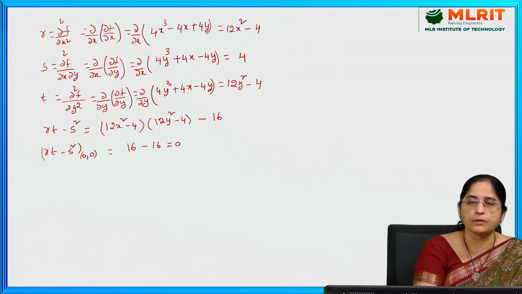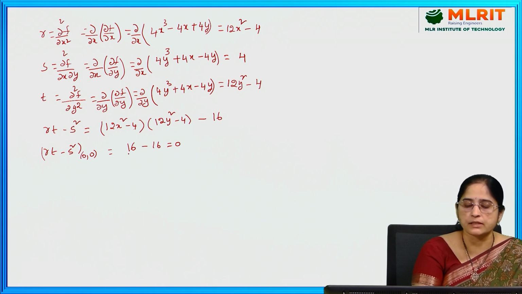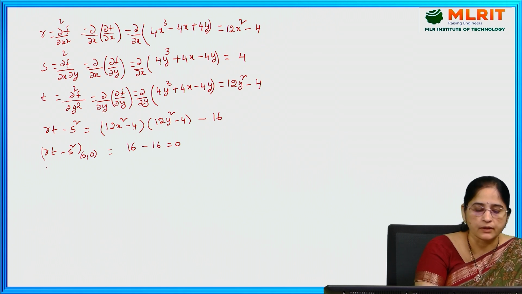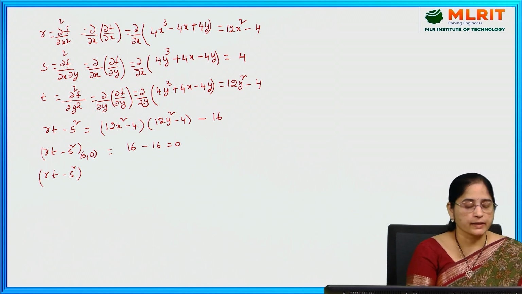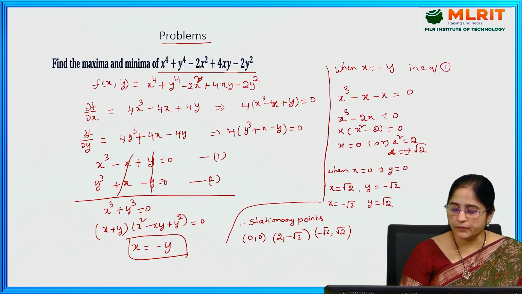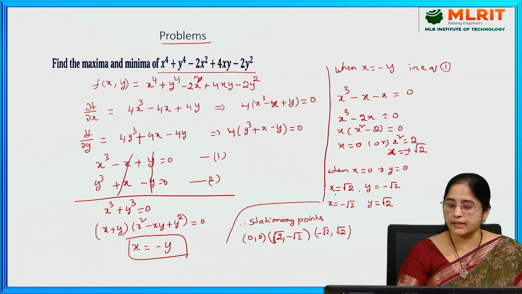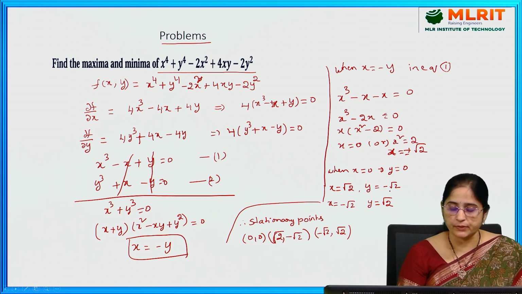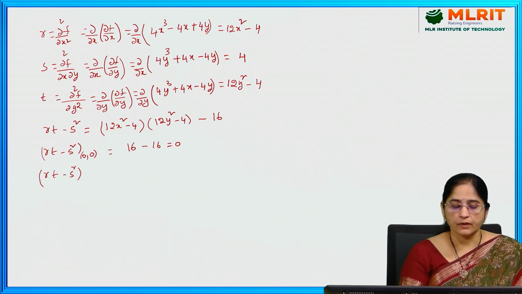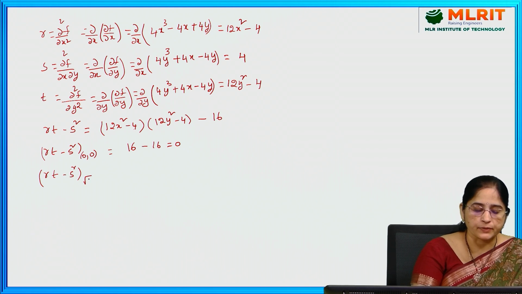Here x is 0, so this value is minus 4. Y is 0, so also minus 4. Minus 4 into minus 4 is 16. 16 minus 16 is 0. Next, rt minus s square at the next point, root 2 comma minus root 2. Here x is root 2, y equal to minus root 2.